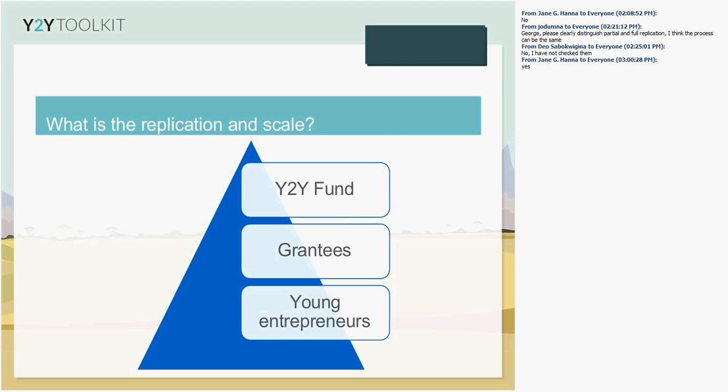Let me go back again. I've seen replication at 3 levels. First, the Y2Y fund model. At that level it would mean that if some organization, let's say Care Kenya or World Vision, were impressed with the model, the Y2Y fund model, and took it up to implement it in another area, and with higher outreach, that would be replication and probably scale up at the fund level.